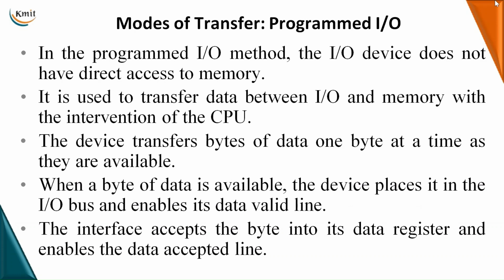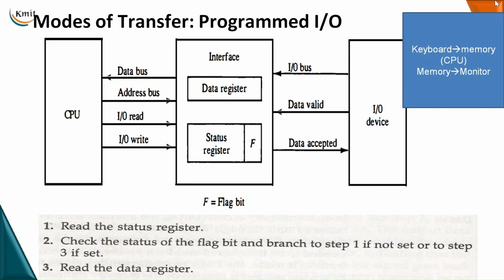At a time, only one byte of information will be transferred from the particular peripheral device into the memory unit. So byte by byte, the information transfer takes place. The device transfers the bytes of data one byte at a time as and when available. When one byte of information is available, the corresponding peripheral device places it onto the IO bus. Let me show you how this transfer takes place between the input output device and the memory unit of a computer.